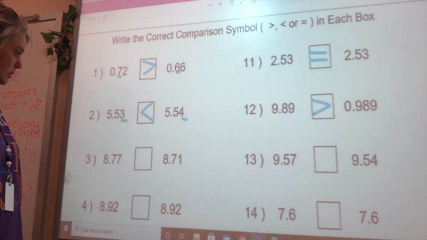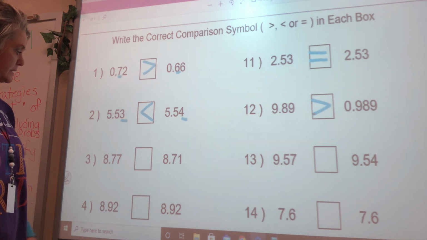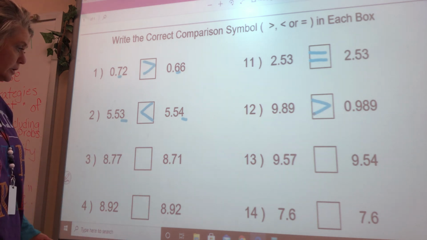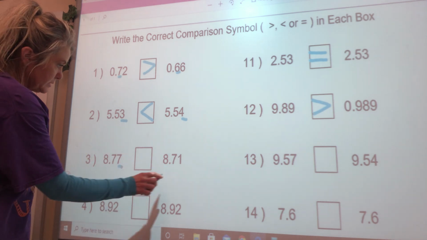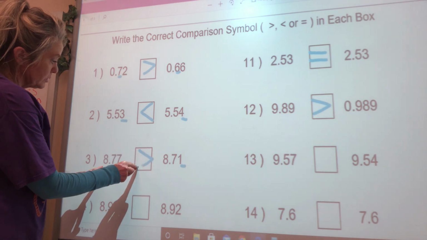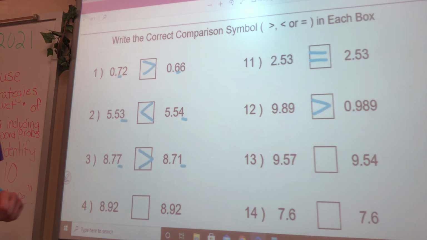Okay, on the next one, our whole numbers are the same, so we go to the tenths. I have a 7 and a 7, so that doesn't help me out. So I go to the hundredths. I have a 7 and a 1, and I know that 7 is bigger than 1, so this number is greater than this number.